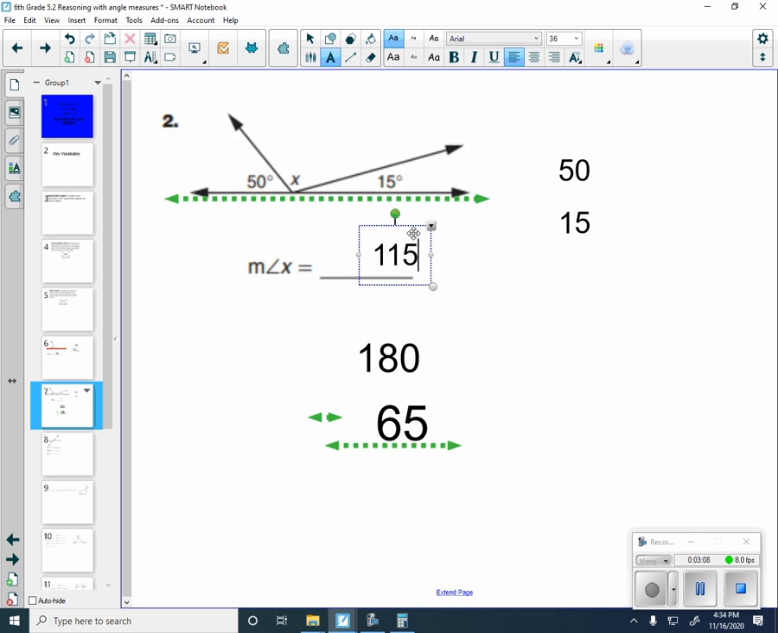You're probably wondering, how are you able to do that? Because 50 plus 115 plus 15 equals 180. So x has to be 115.